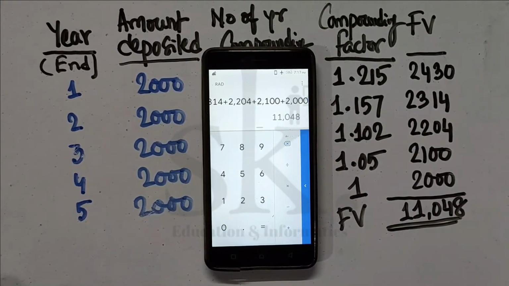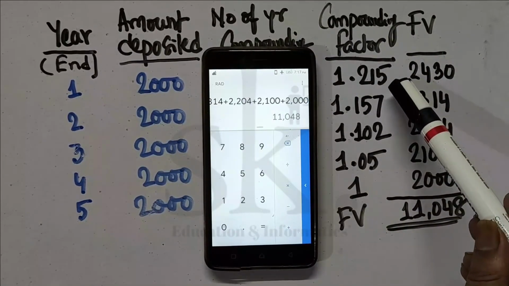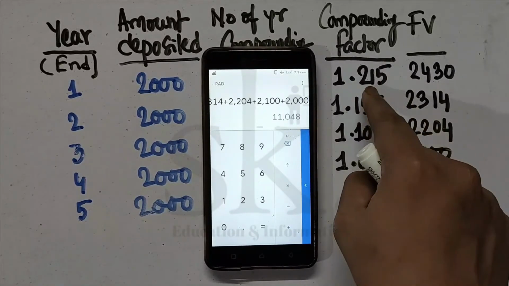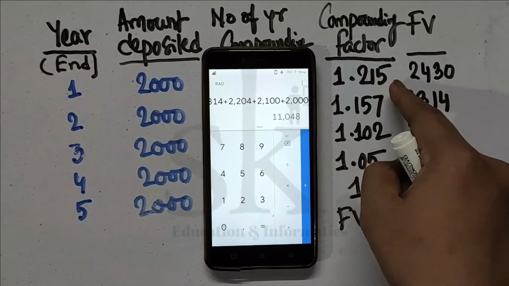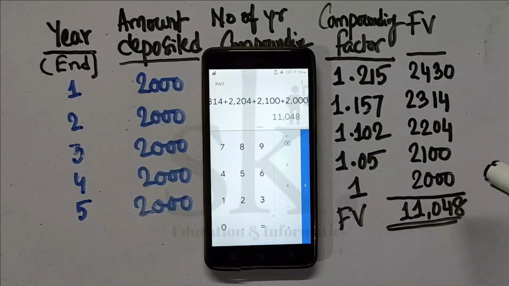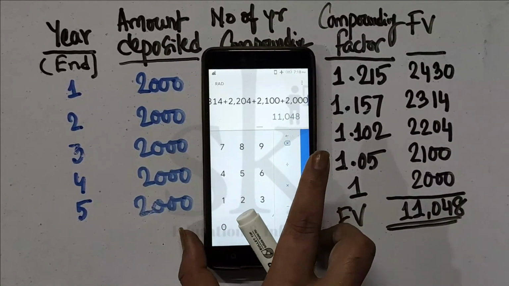It may not be the same answer. It's just because somebody might take 2 decimal, somebody might take 3 decimal. See, if you remember 1.215 thereafter it was 7. So I have taken 215, somebody would have taken 216. So that is the reason why it may not tally. So, but a very close figure will work. 11,048, 050, 045, all these are possible.